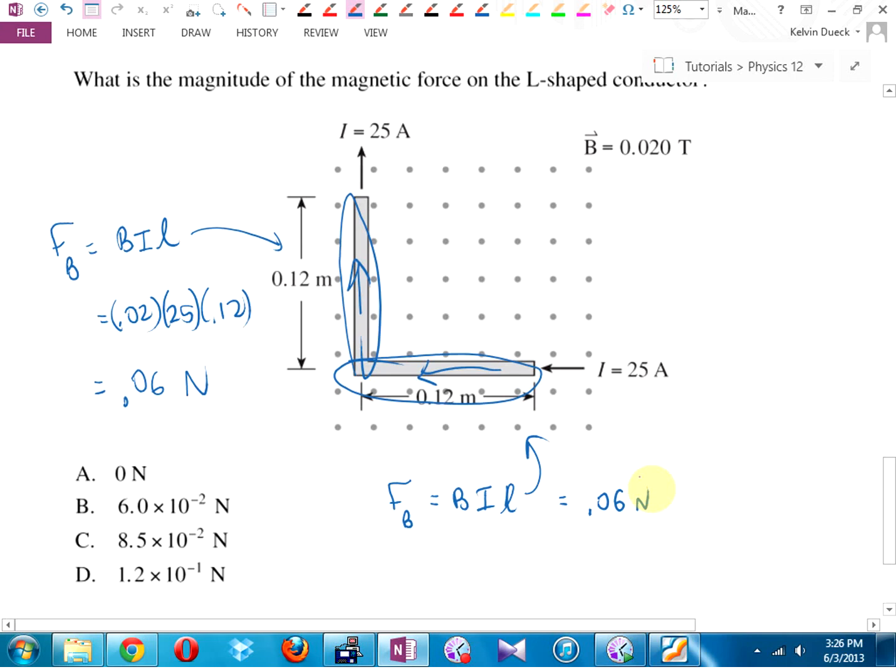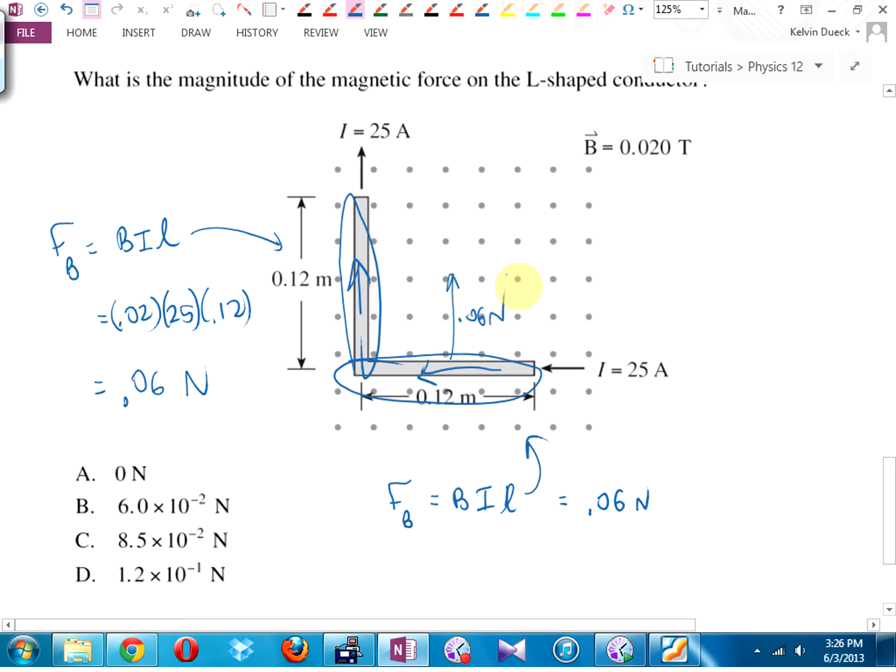In this bottom one, we point our thumb in the direction of the current. Point your right thumb in the direction of the current. Which way is the magnetic field fingers? Magnetic field, what do those dots mean? Coming out of the page towards us? So, oh boy, I got to stand up. This is going to get pushed up. How much? 0.06 newtons.